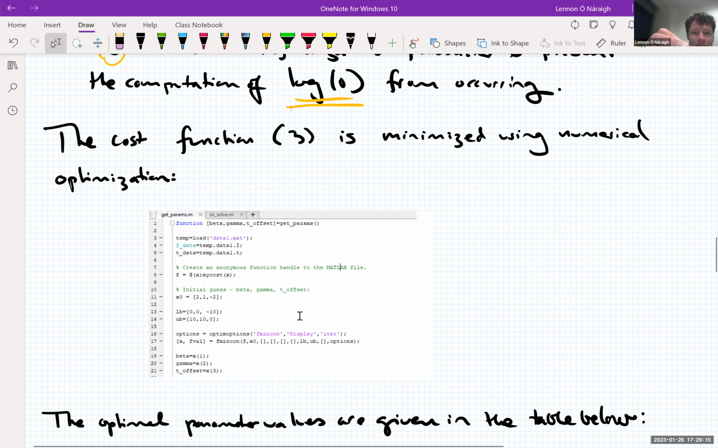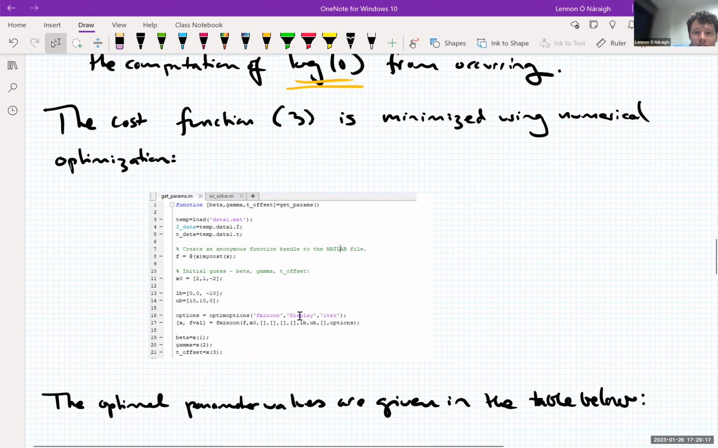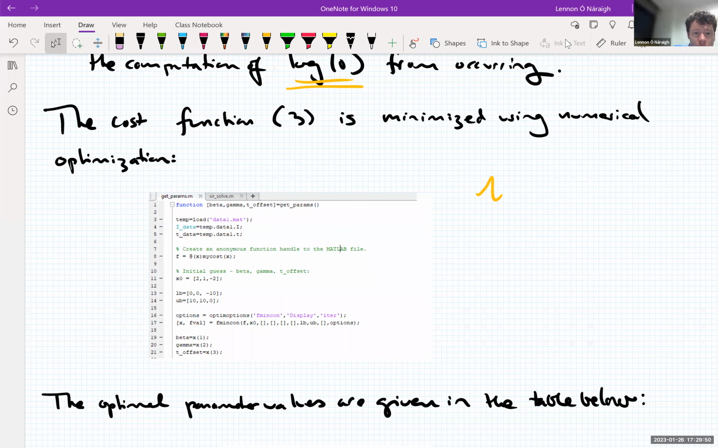So we minimize this cost function in equation 3 using numerical optimization. The syntax for this is shown here, and the code is called getparams.m. Here I'm loading the initial data from data1.mat.